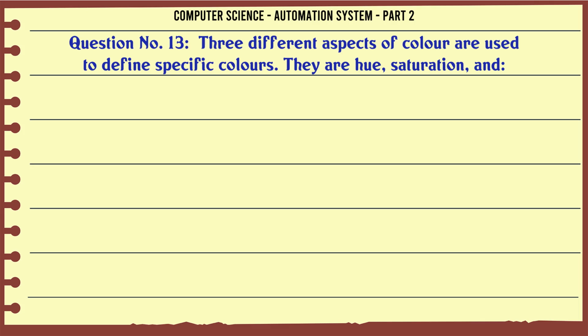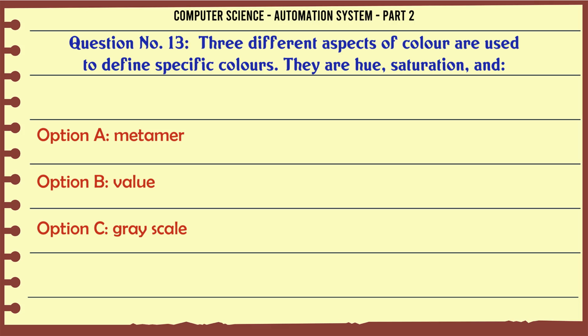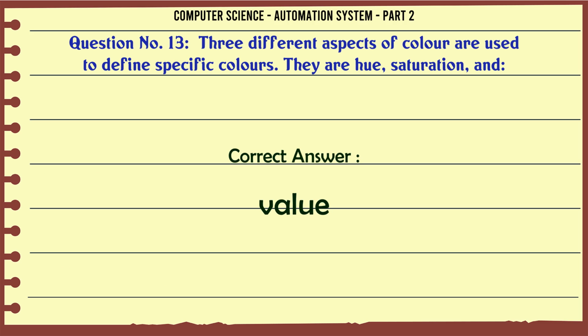Three different aspects of color are used to define specific colors. They are hue, saturation and A. Metamer, B. Value, C. Grayscale, D. Shading. The correct answer is value.